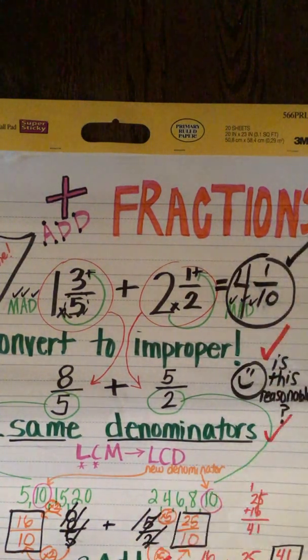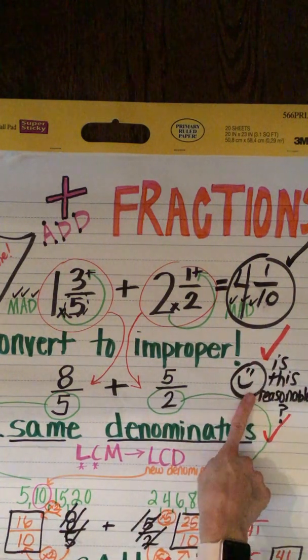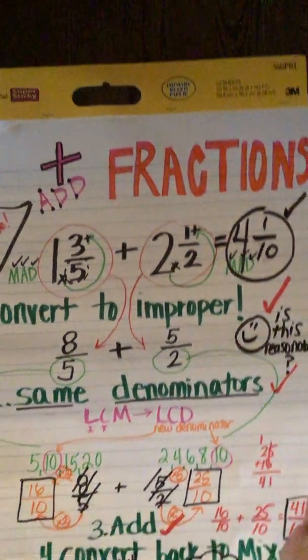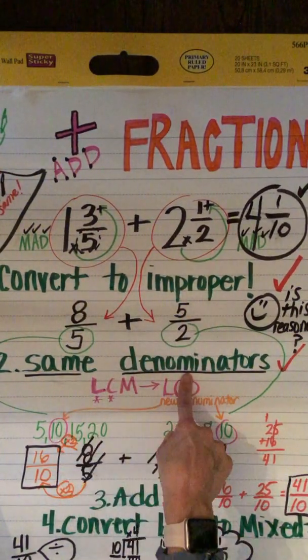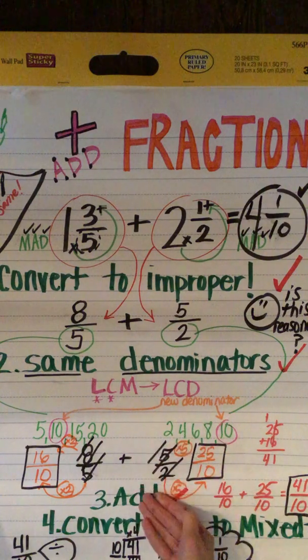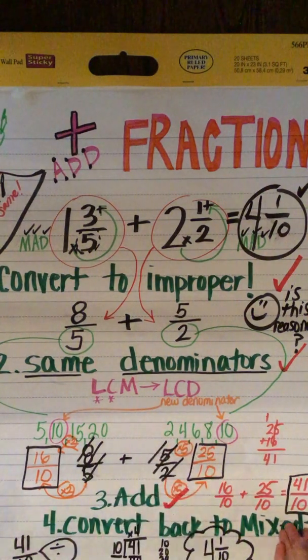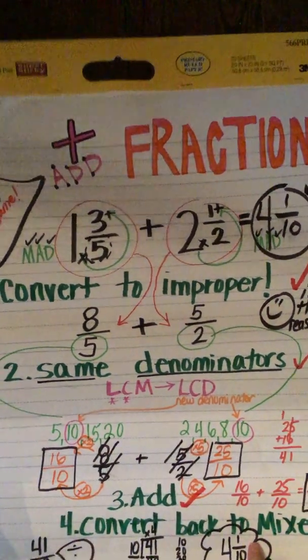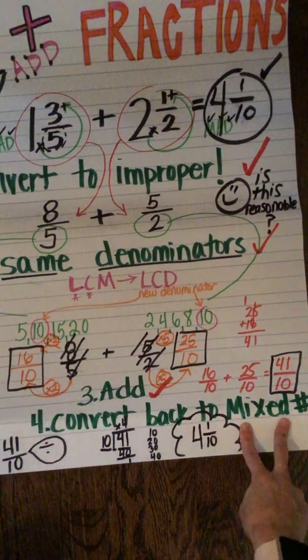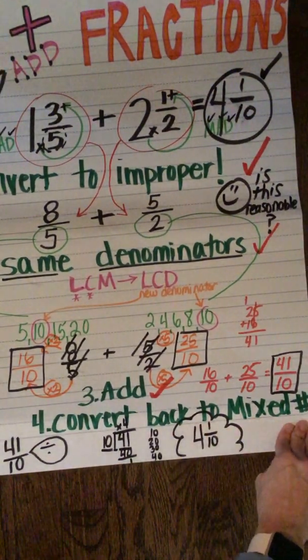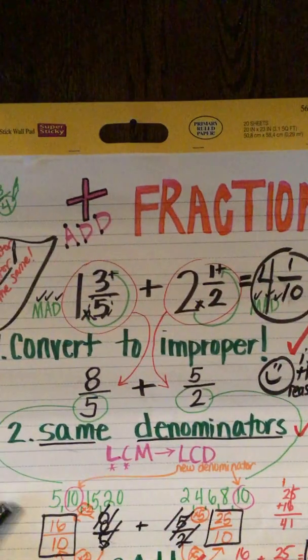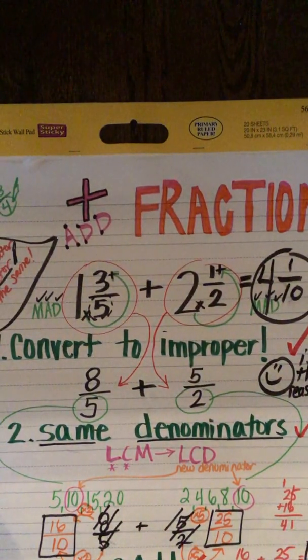So don't just write your answer and move on. Really always think, is this answer reasonable? Okay, so here you have it, some steps. You always want to make it improper. You want to make them have the same denominators. You can add, and then you want to make sure you put it back so that at the end, when everything's done, it is proper and it is a regular mixed number. Okay, so we will be practicing this skill and the old skills that we've learned.